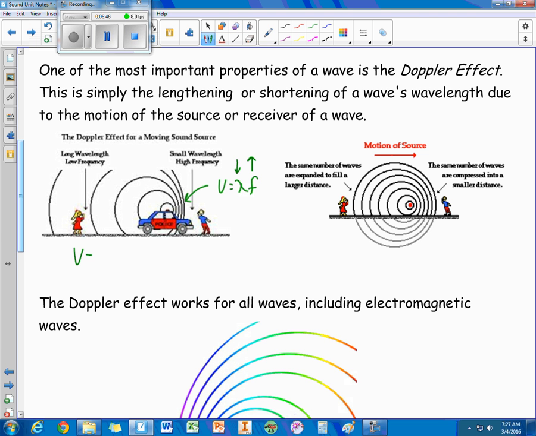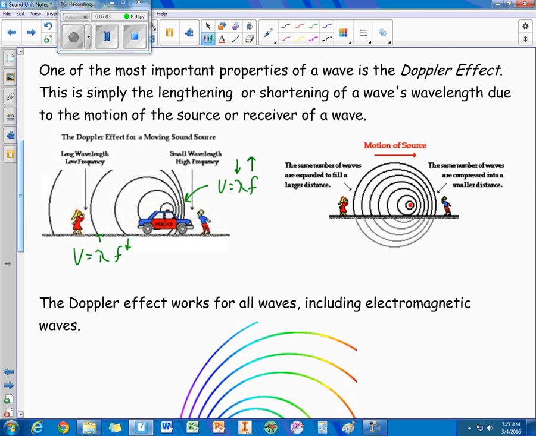And behind the moving source, when the wavelength increases, the frequency must decrease. The speed of sound in a medium is going to be constant, so the velocity of sound is going to be the same all the time.